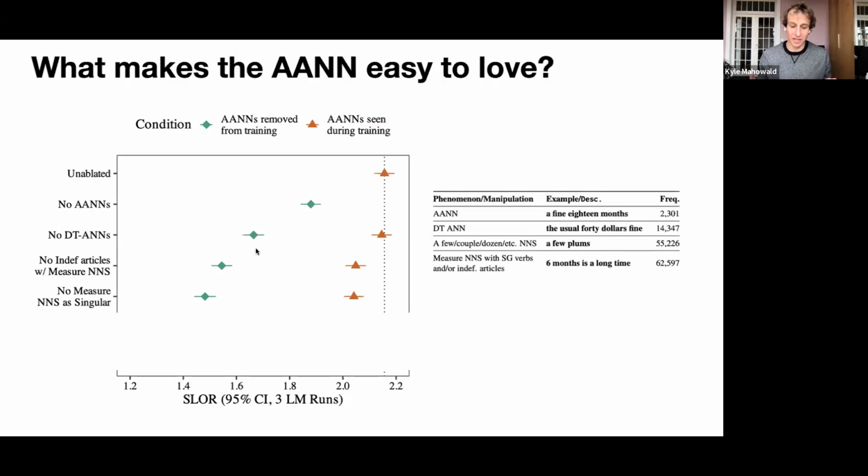So the claim that we want to make is that language models are showing some evidence of this structure in the language, such that this very particular and rare structure, the AANN, is learned in part by shared structural similarities with these more common structures.